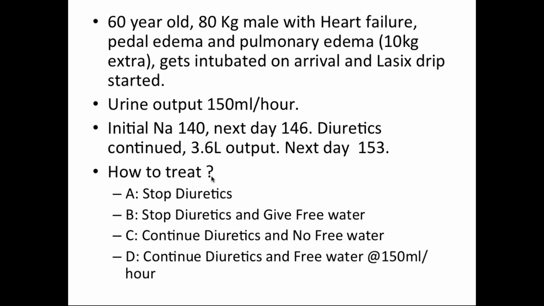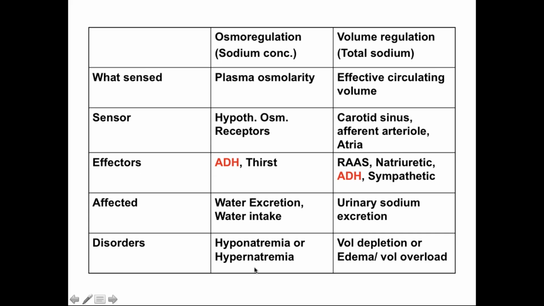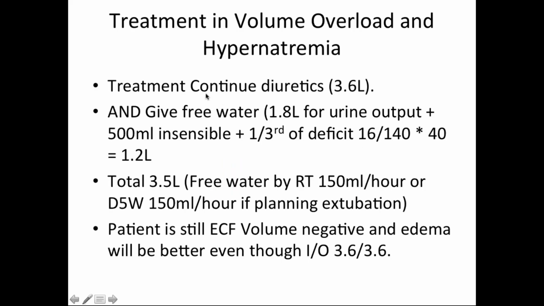And then he has hypernatremia, which, as we talked, is a water problem, and he has a water deficit. So he has two separate problems: too much sodium in his body and too little water in his body. Hypernatremia is too little water or a water deficit, and edema or volume overload is too much sodium. So the way to treat it is to give him diuretics, so he continues to lose sodium through his body and the extracellular fluid volume continues to contract.